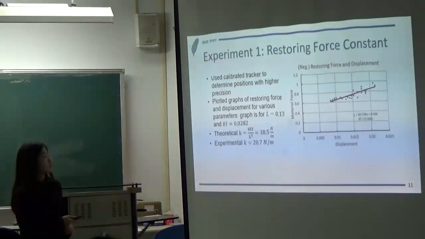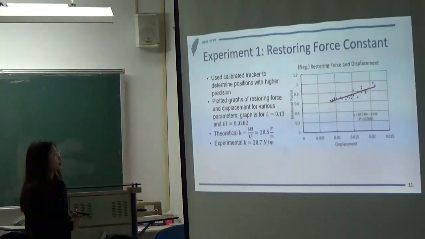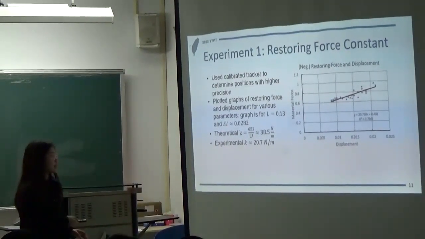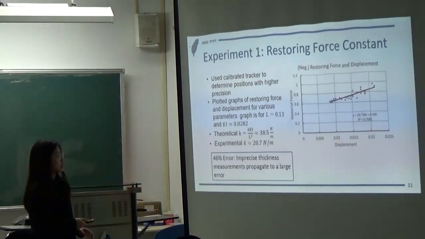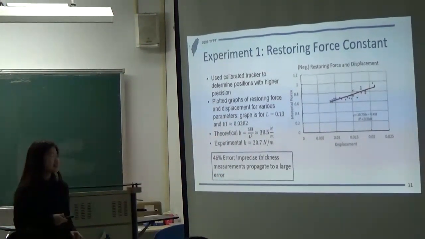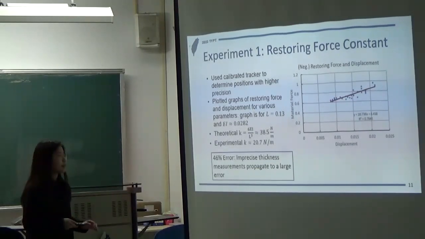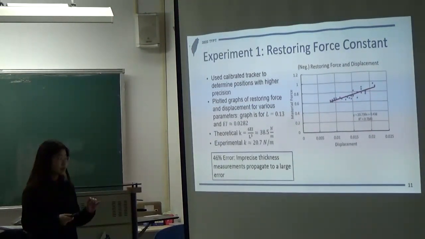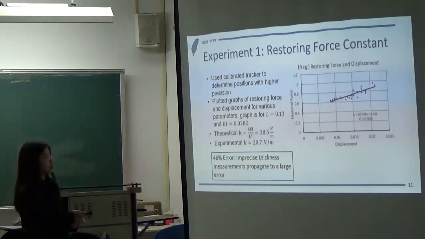And so, continuing on, we use a calibrated tracker to determine positions with higher precision. We plotted graphs of restoring force and displacement for various parameters, and for this one it is when L equals 0.13 meters. Using Euler-Bernoulli's, we get a theoretical K value, which is this, and an experimental K value is this. And so there's a 46% error, and this is likely due to the imprecise thickness when we're measuring the very thin strip. These measurements propagate to a large error, because when you're measuring something very thin, there is a lot of error. And so that could be the reason.